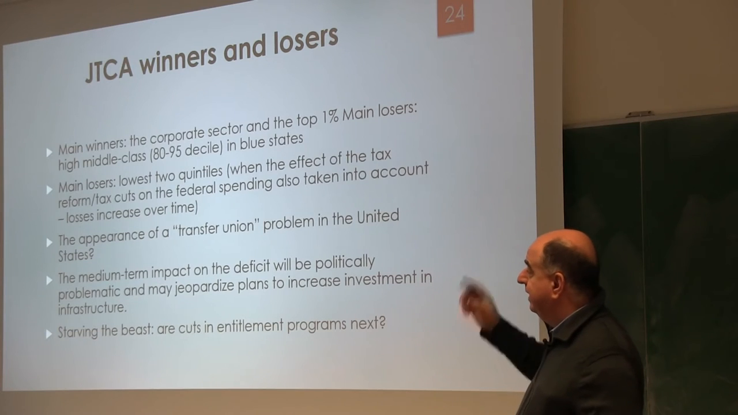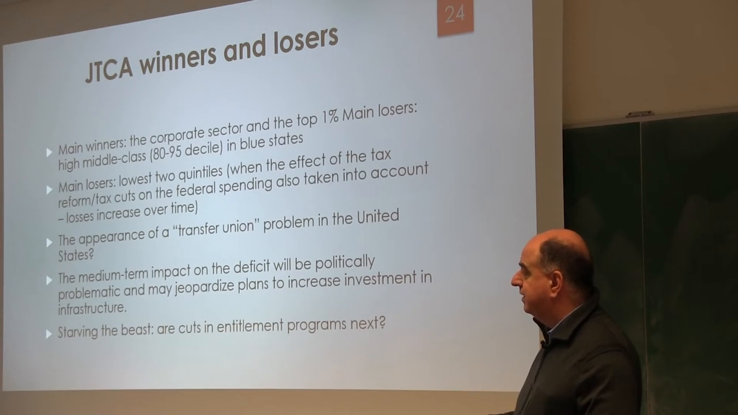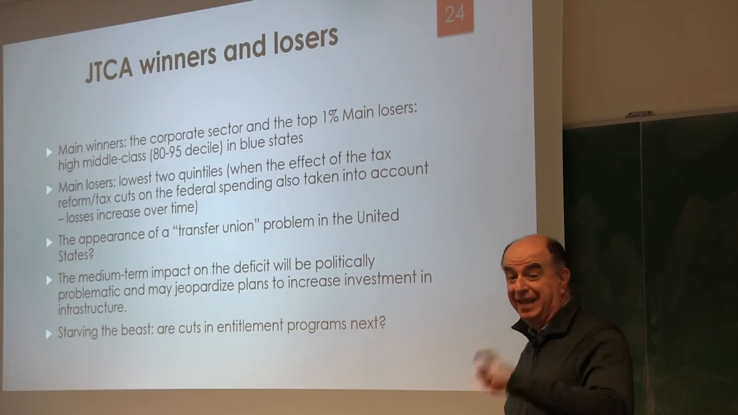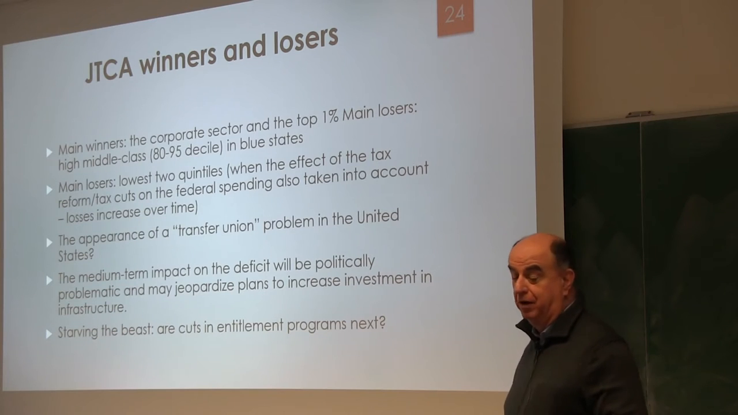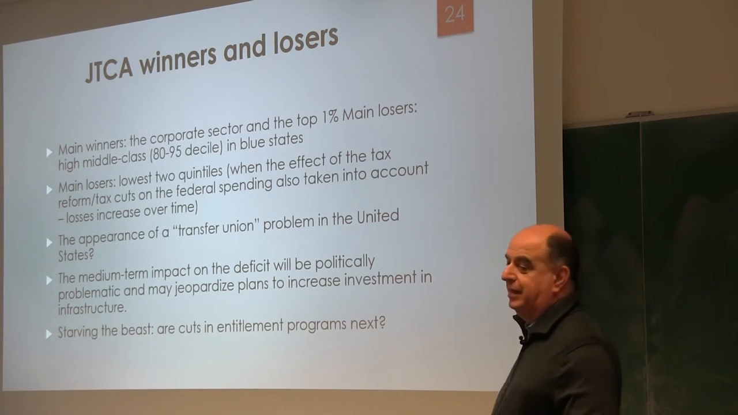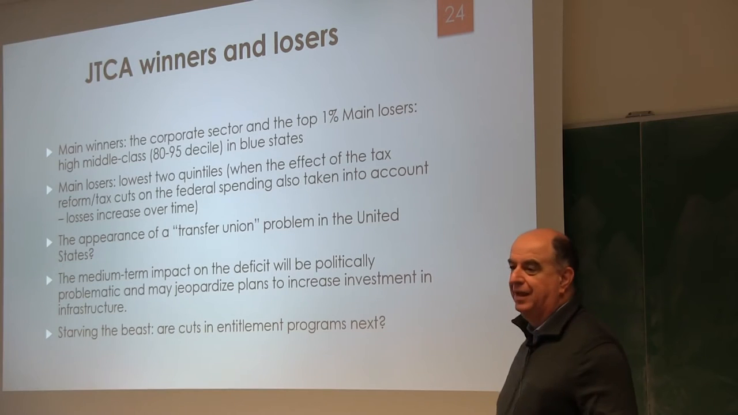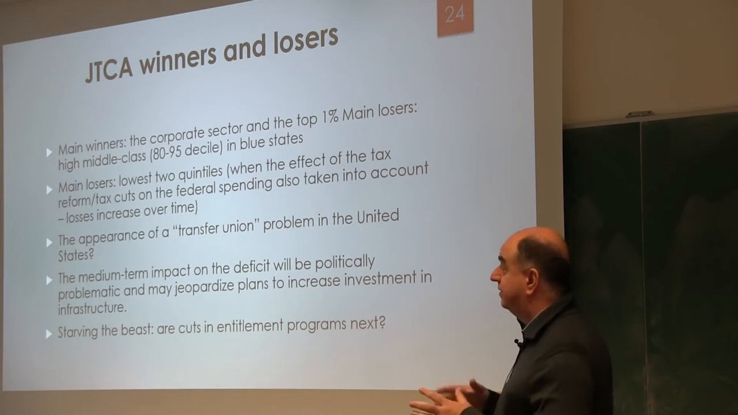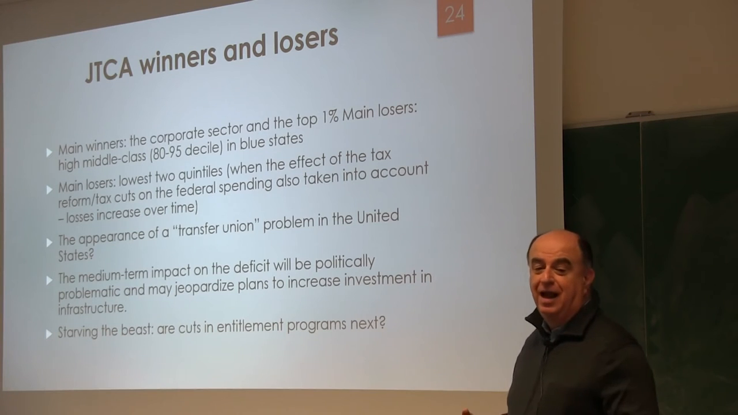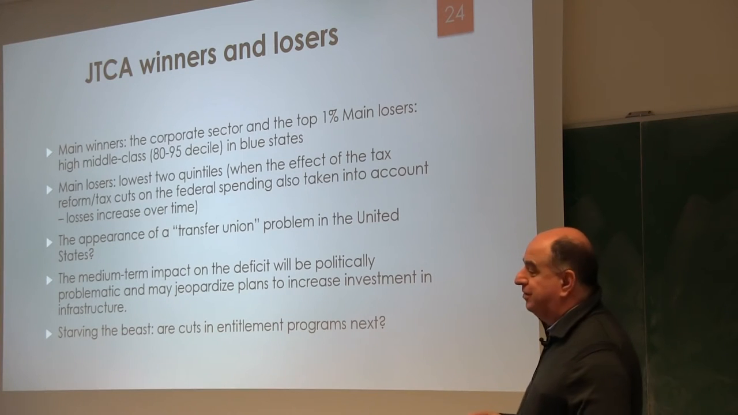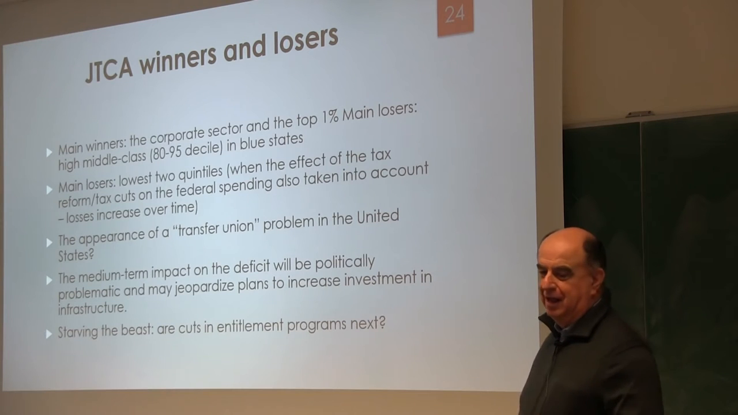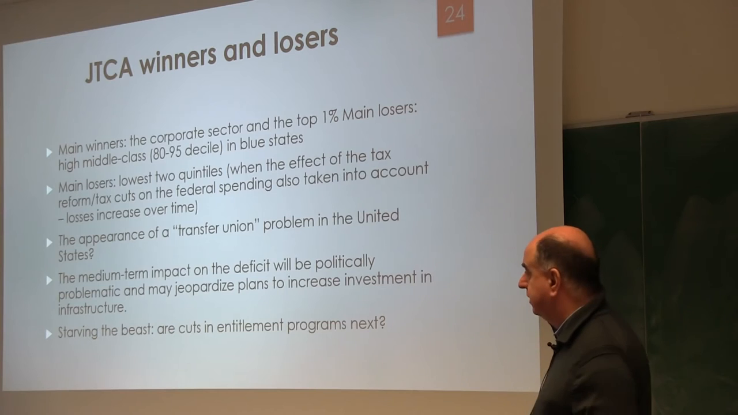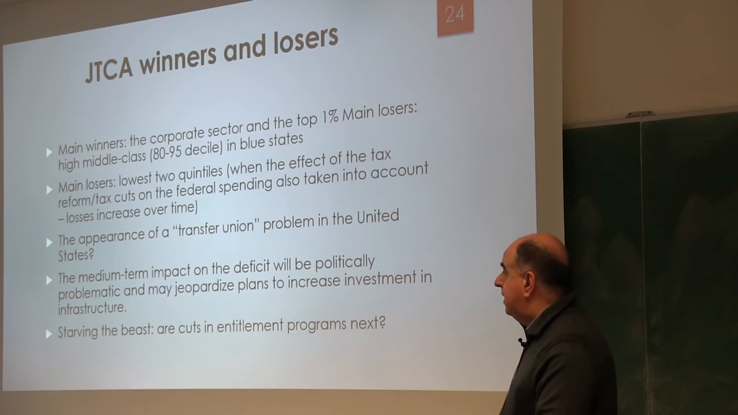And very soon, with the increase in the debt and the interest rates, the part paid on interest will be higher than the entire discretionary spending of the federal government. So the risk is that in order to consolidate, if you don't want to raise taxes, that is always very difficult and unpopular, as you know also in France, what you try to do is to cut some social programs or educational programs. And in that case, the main losers would be the lowest two quintiles.